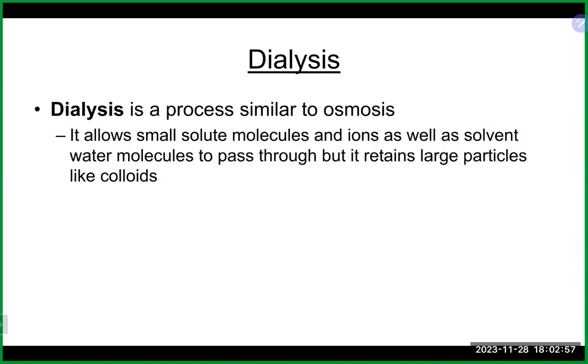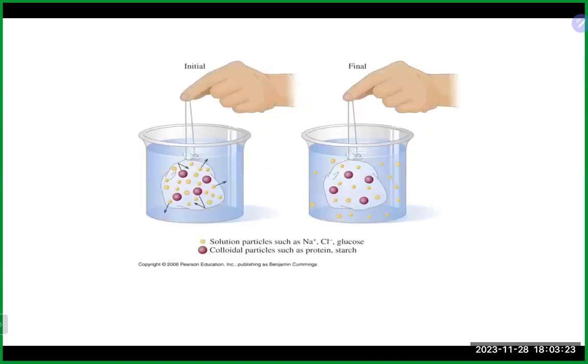All right, dialysis is a process similar to osmosis. It allows small solute molecules and ions to pass through, but again, basically by size, it excludes larger molecules from passing through. You can't really see it. Sometimes if you use a dialysis bag in the lab, they have some really small holes that you can't really see, but it's sort of size exclusion. It's going to allow certain things to flow in and out of the dialysis bag like so.